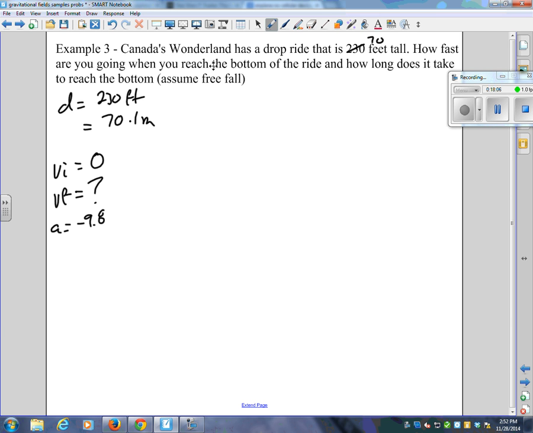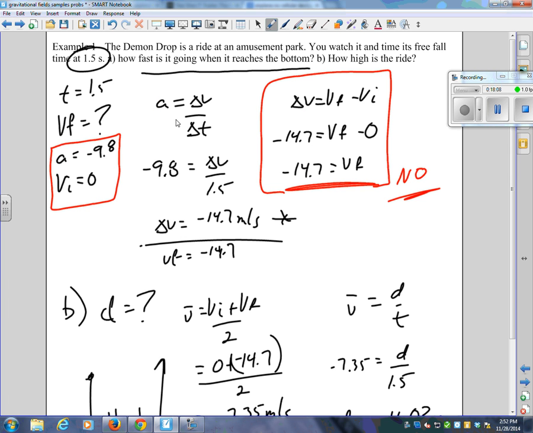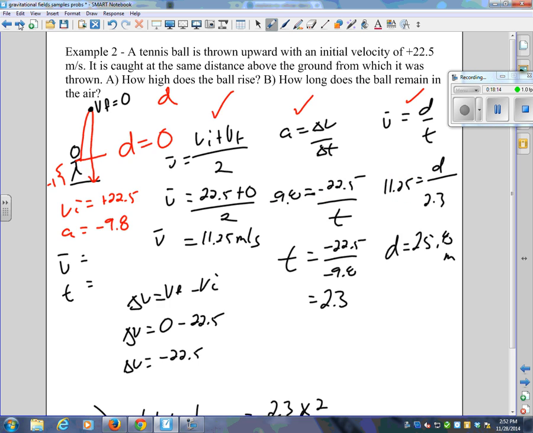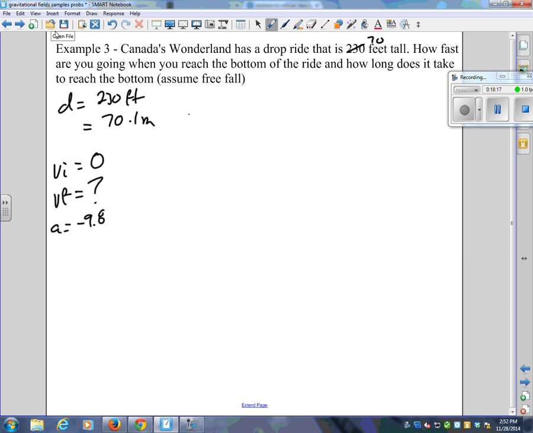What was the first step back in example 1? A equals delta v over delta t, right? Is that going to have to be the first step here? Yes. A equals delta v over delta t, and again, write small, you guys. Minus 9.8 is equal to delta v over, let's just call that t. Can you solve this any more? No. Okay, we run into a roadblock.